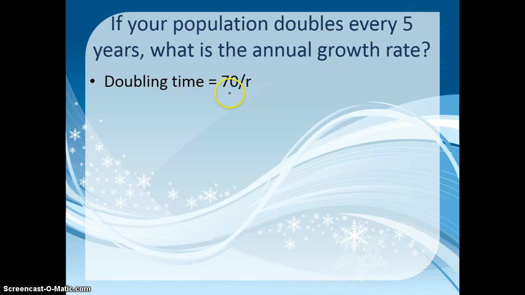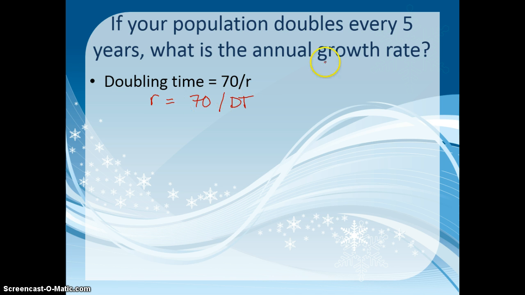So if you do some algebra here, you'll notice that if we take this equation and we start off here with doubling time equal to 70 divided by r, you're going to have to multiply both sides by r and then divide both sides by doubling time in order to get r on its own. So basically our new equation at that point would be r equals 70 divided by the doubling time. I'm just going to use dt for that.